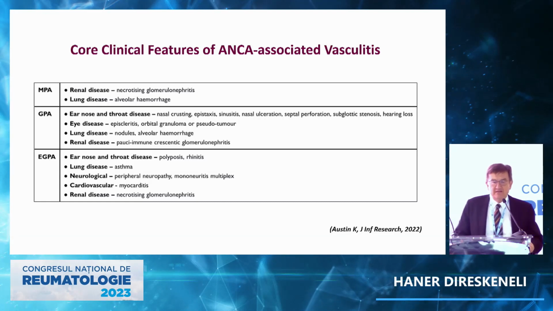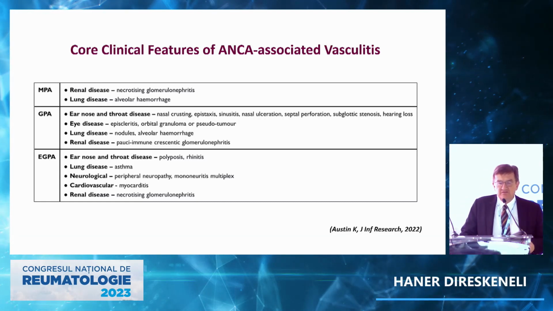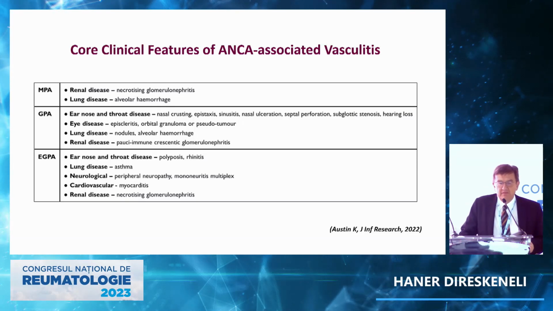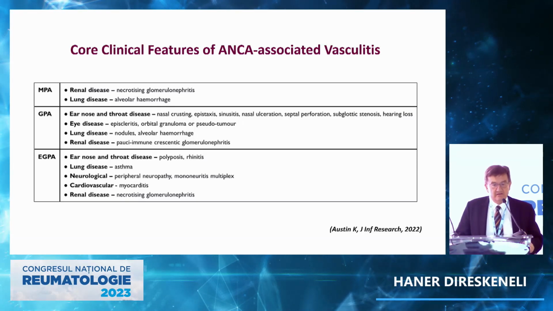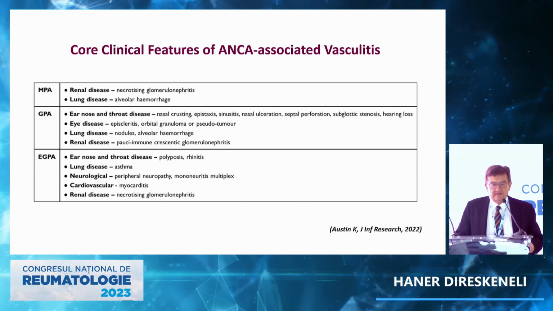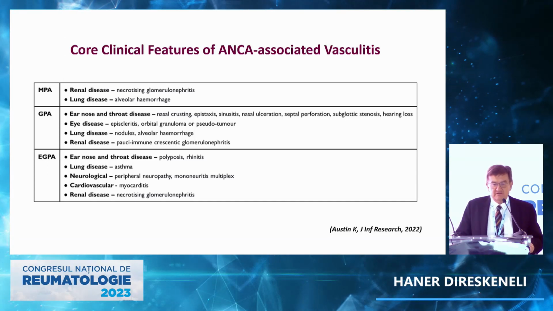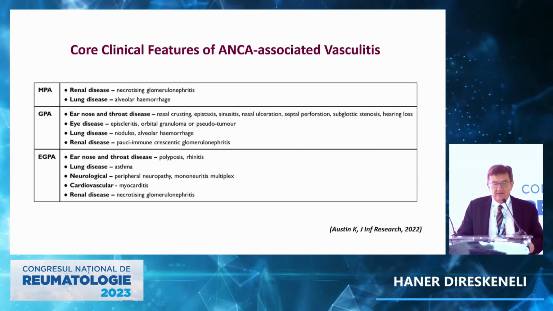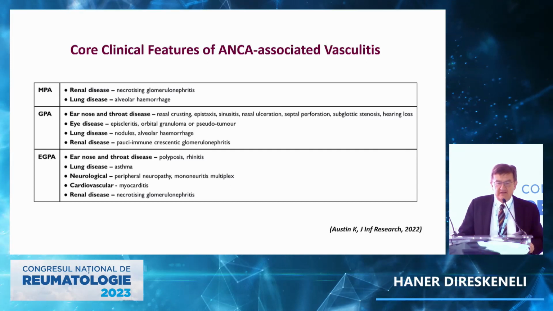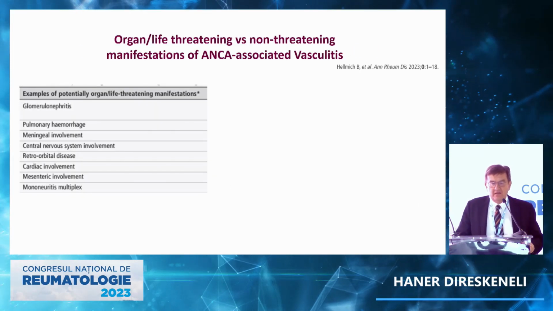In MPA, it's mainly renal and lung disease. In GPA, in addition to them, there is ocular disease and ear, nose, and throat diseases. And eGPA, as you know, starts usually with asthma and also having features of neurological and cardiovascular involvement.